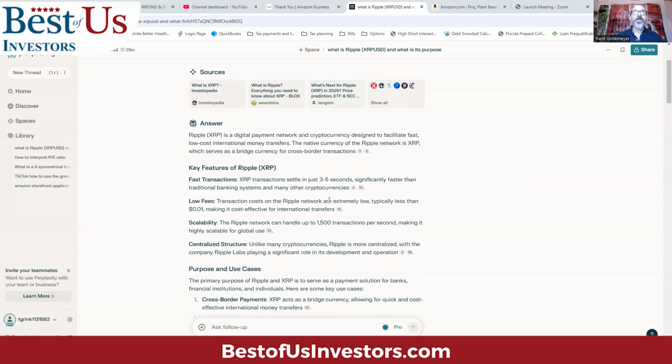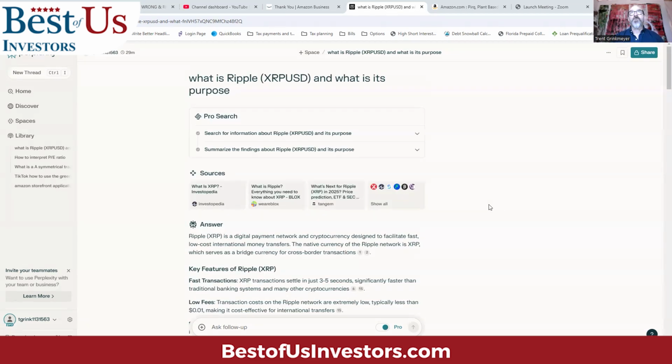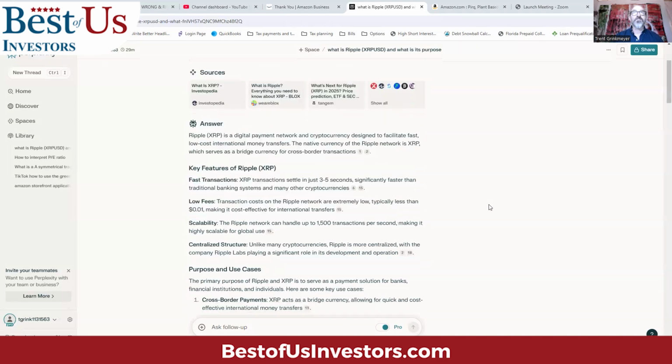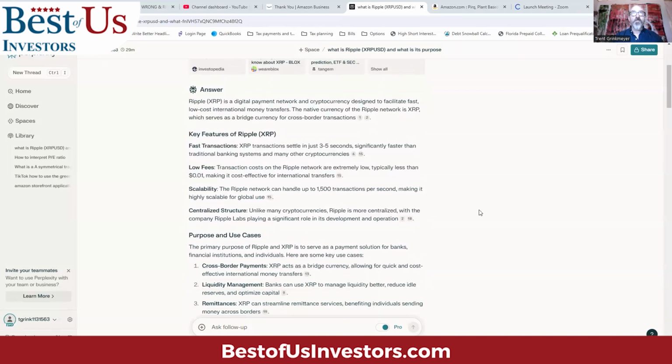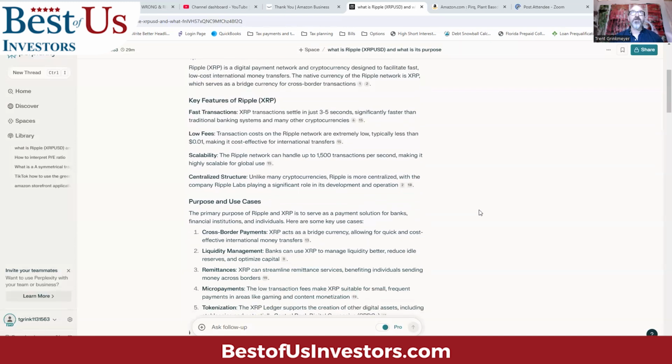So we're looking at here, I typed in what is Ripple, XRP USD, and what is its purpose. And this is very interesting. Ripple provides fast transactions. XRP transactions settle in 3 to 5 seconds, significantly faster than traditional banking systems and many other cryptocurrencies. Low fees to do these transactions, less than 1%, is a very cost-effective way to move money around. Scalability: Ripple provides a network that can handle up to 1,500 transactions per second, making it highly scalable for global use.